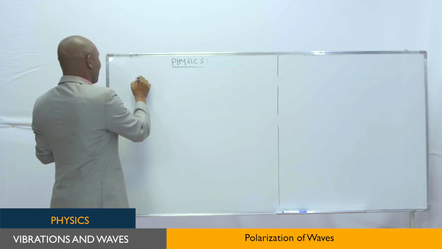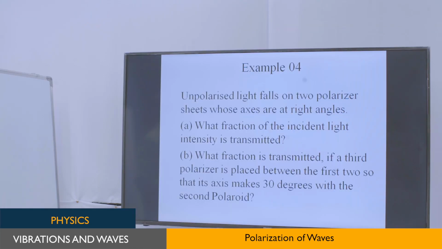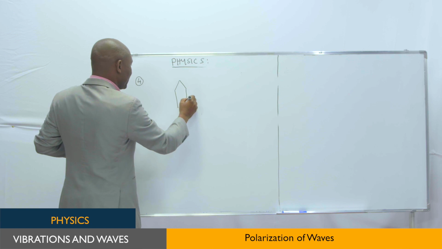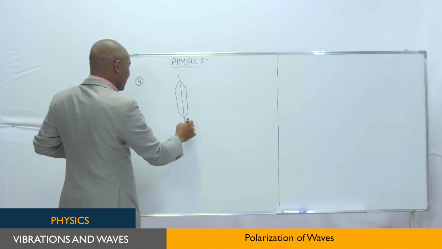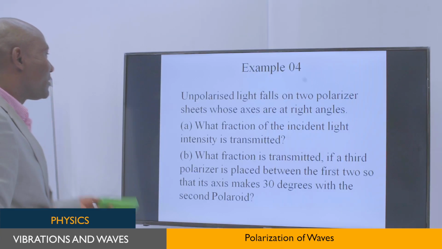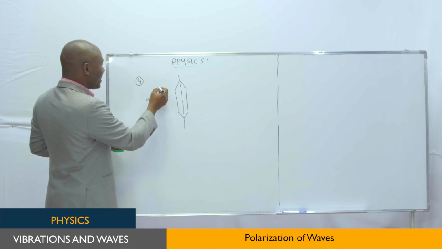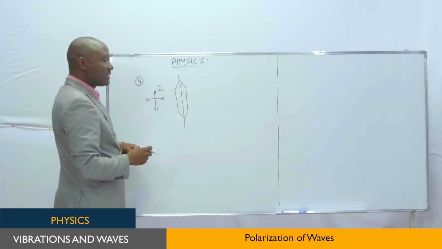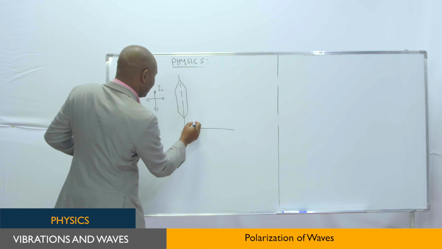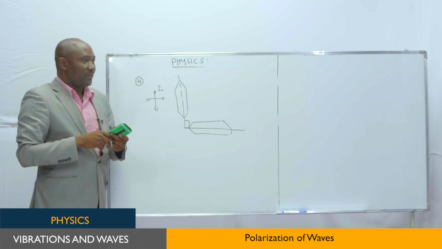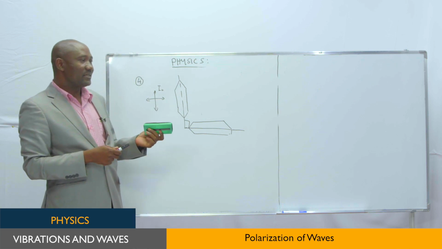Example number 4, we have unpolarized light again falling on two polarizer sheets whose axes are at right angles. The names are changing, and this axis here is for the first. Since it's unpolarized light falling on them, it should be in the form of vertical and horizontal vibration like that, and you may use I naught. The two axes are at right angle here. This is 90.